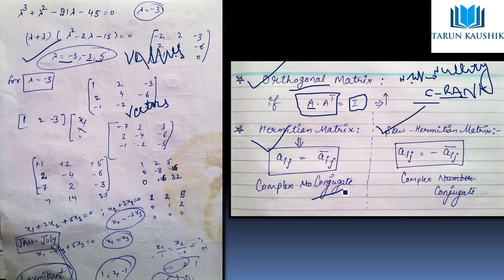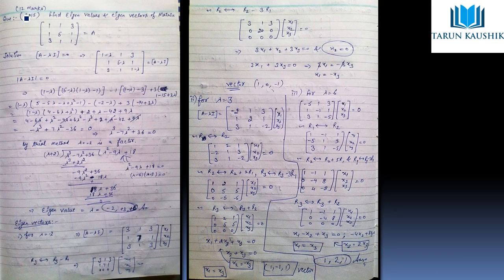Okay, and in skew Hermitian matrices, what will happen? The complex conjugate with a negative sign, then it will become a skew Hermitian matrix. So the eigenvalue we have studied, but in this question we will be solving the eigenvector. As I already mentioned in a previous question, we will be solving the eigenvectors in the upcoming slide.